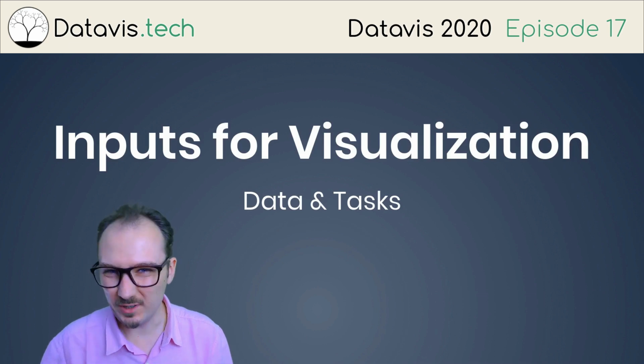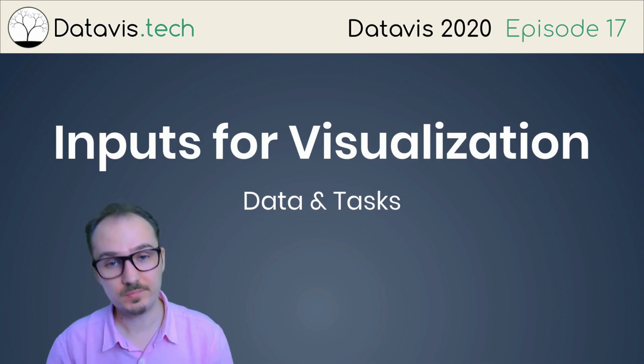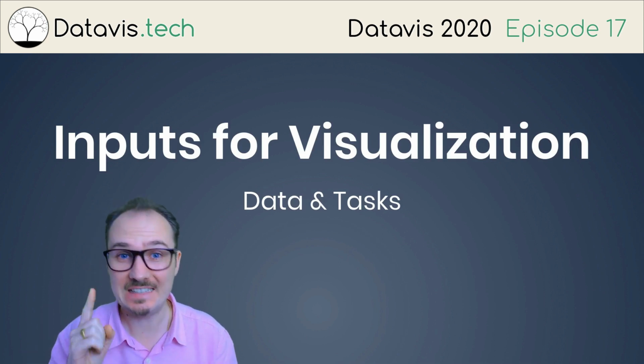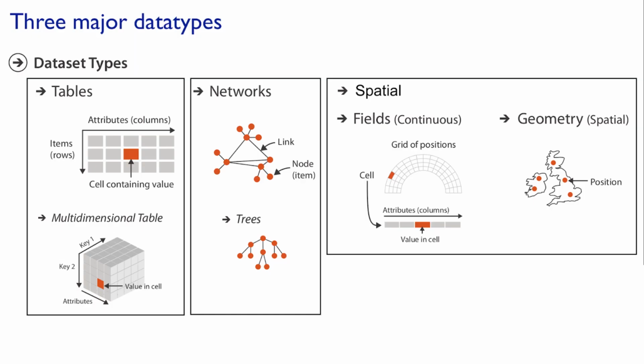So what do you need really to get started with doing data visualization? Well, you need the following inputs for visualization: data and tasks. This is again from Tamara Munzner. There are three major types of data. So it's sort of a broad taxonomy of data with an angle towards visualization.